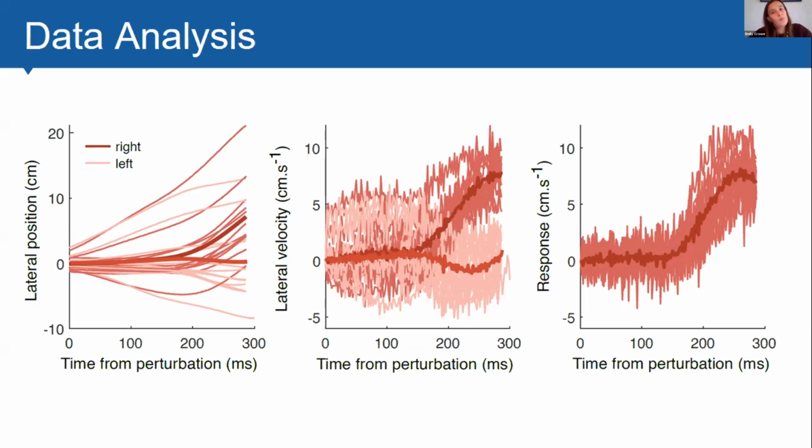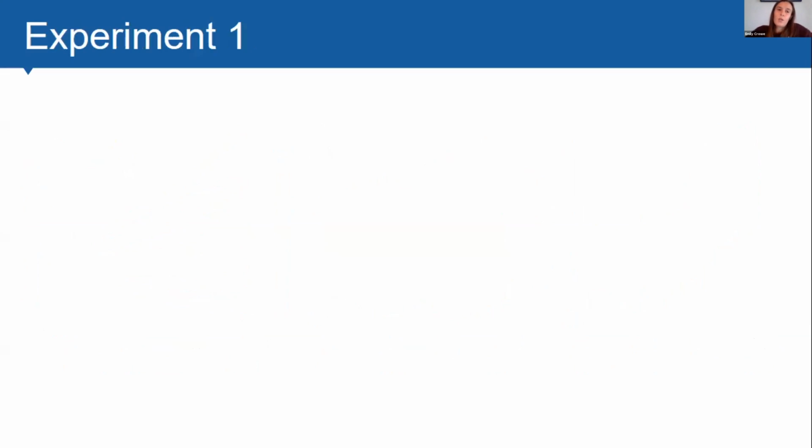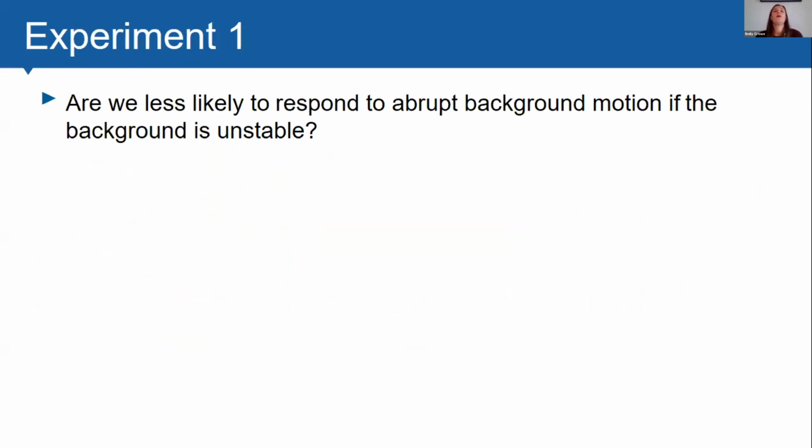And this is the analysis that I will present throughout the next experiments. So in experiment 1, we were interested in whether we're less likely to respond to abrupt background motion if the background is unstable. An assumption of the manual following response is that because we typically assume the background to be stable, any background motion, any retinal motion of the background is more likely to reflect self motion than background motion. So we asked the question of what would happen if we constantly changed the background such that it wasn't a very reliable source of visual information from which to infer self motion.